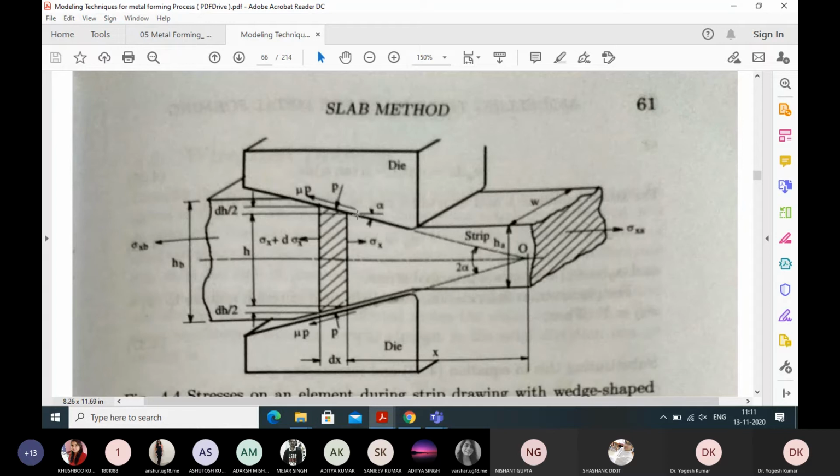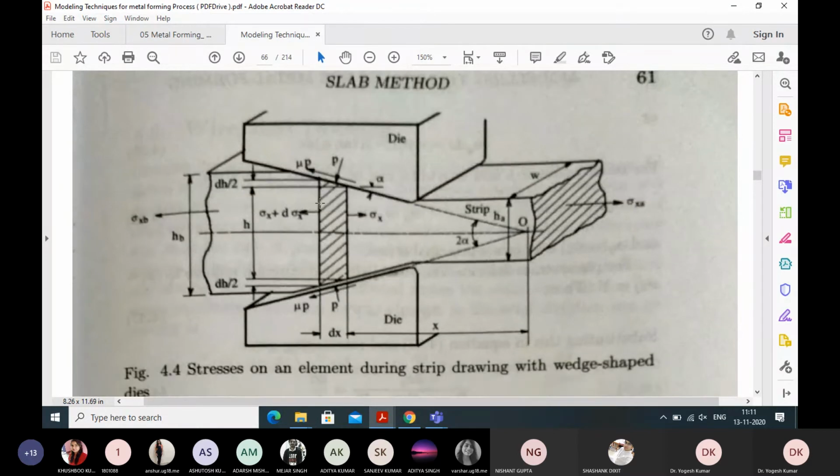By a certain angle. Here you can see there are stresses sigma x on the right hand side, and on the left hand side sigma x plus d sigma x. There is a pressure force perpendicular to this inclined surface, and a frictional force parallel to this inclined surface.